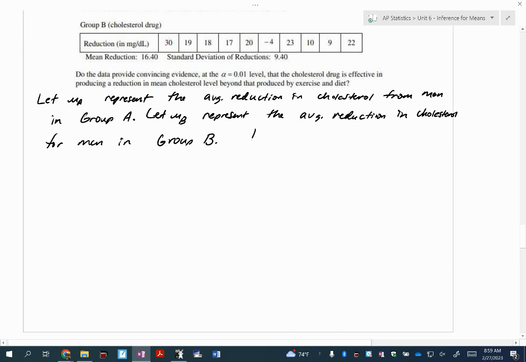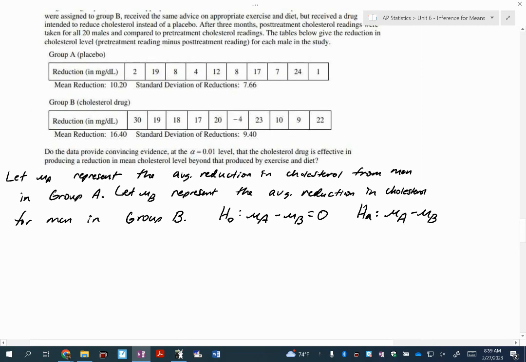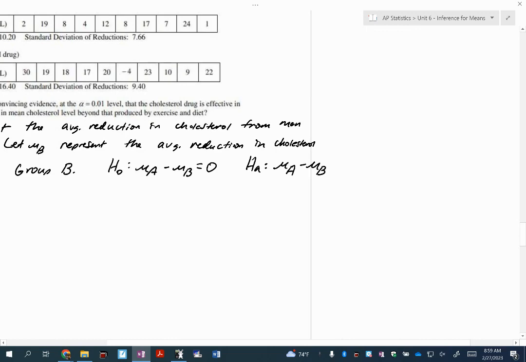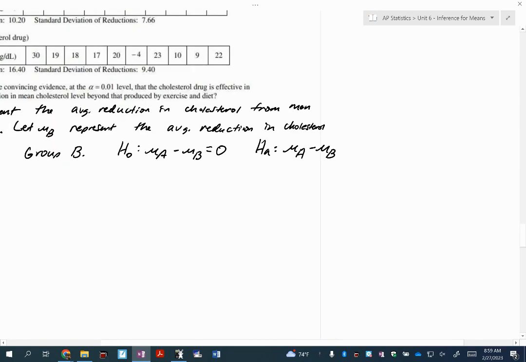So you've got a couple options for your hypotheses. I'm going to do mu sub A minus mu sub B is equal to 0. Notice the order that I did there. For my alternative, I'm going to do the same order. If you look, we're hoping to prove that group B, which is getting the actual drug, has a larger average reduction. So if you're subtracting a larger number from the number before it, we're going to have smaller numbers, negative numbers. So let's do less than 0.